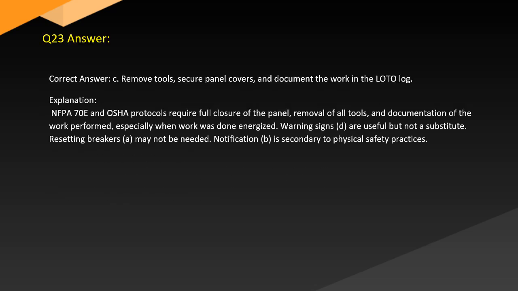Answer. Correct answer: C. Remove tools, secure panel covers, and document the work in the LOTO log. Explanation. NFPA 70E and OSHA protocols require full closure of the panel, removal of all tools, and documentation of the work performed, especially when work was done energized. Warning signs (D) are useful but not a substitute. Resetting breakers (A) may not be needed. Notification (B) is secondary to physical safety practices.